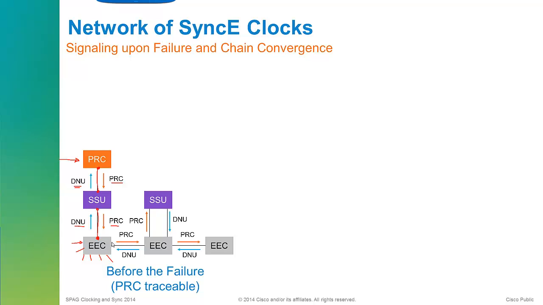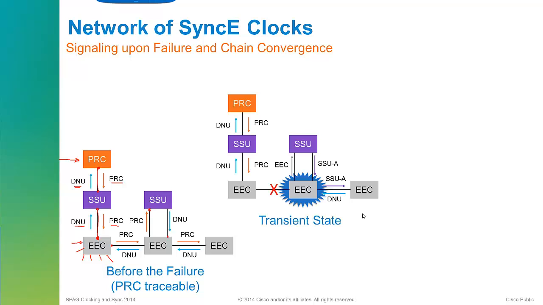This EEC then says, oh, I'm the master of this circuit. It sends a PRC down to this guy. Similarly, this guy is sending a PRC to this SSU. Again, the PRC is better than the SSU. It sends back a do not use, and so forth till we get to the end. And then we want to look at what happens if we get a failure somewhere in the network.